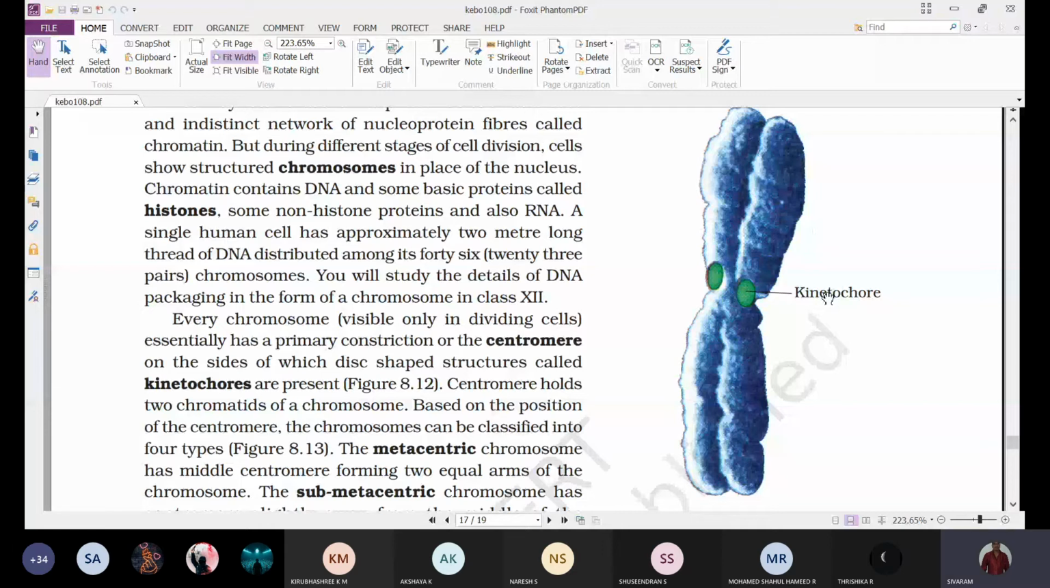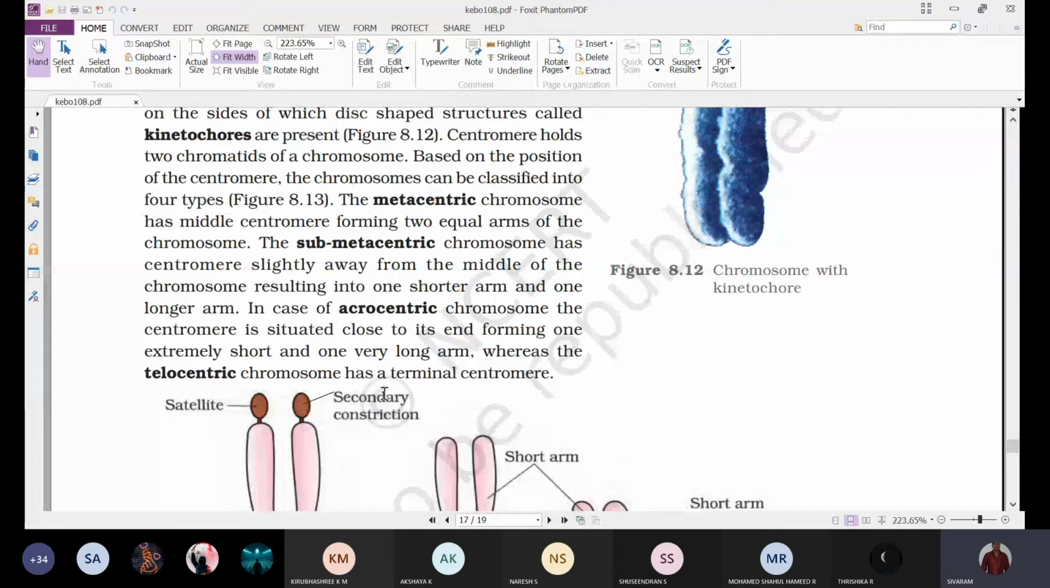Okay, the chromosomes are described as metacentric if the centromere or primary constriction is present at the center of the chromosome, dividing the chromosome into 2 equal halves of chromatids. That means the chromatids are of equal size on either side of the centromere. Such chromosomes are described as metacentric chromosomes.